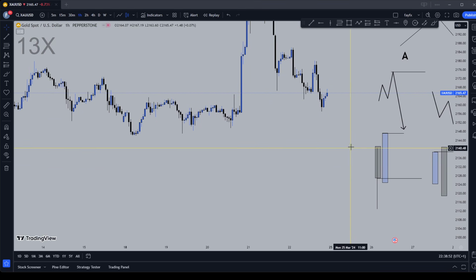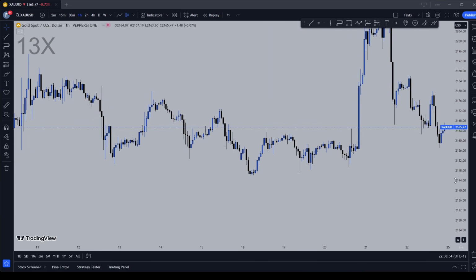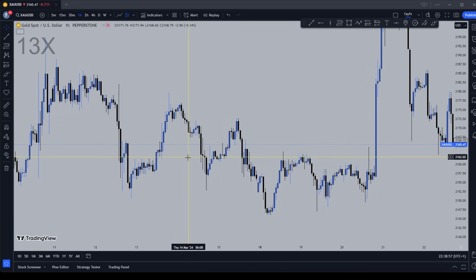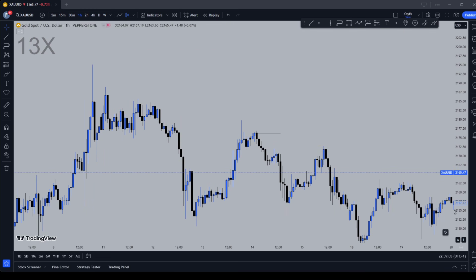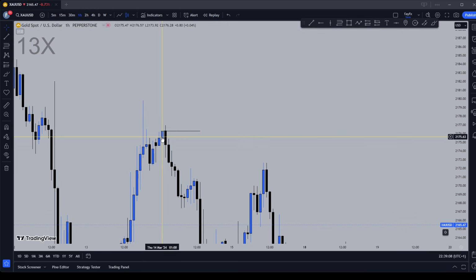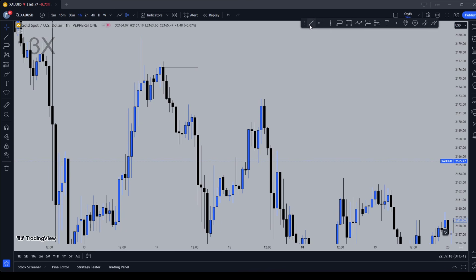Let's see some examples from the chart on gold. So, 1 hour. This is an A level. A bullish candle followed by a bearish candle. We mark that level at the closure of the first candle. A level. Another A level. A bullish candle followed by a bearish candle. We mark the level from the closure of the first candle.